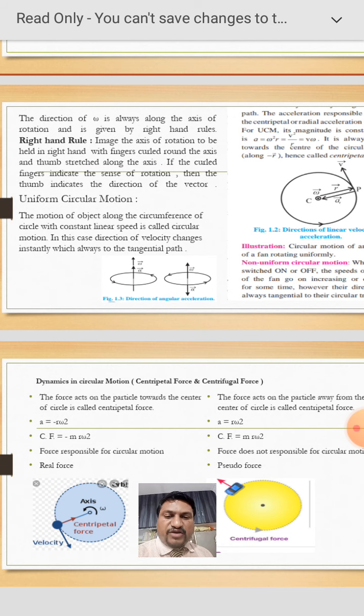If you write the formula for the centripetal force in vector form, there is a minus sign. But if you write the formula for the centrifugal force, there is no minus sign, because the centrifugal force and the radius vector are directed in the same direction. It is a pseudo force, an imaginary force. This force is not responsible for the circular motion. That can be seen by considering the diagram on the screen.